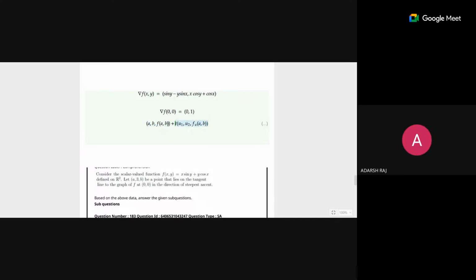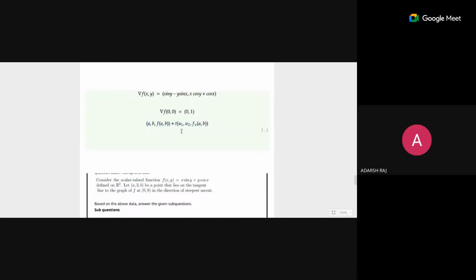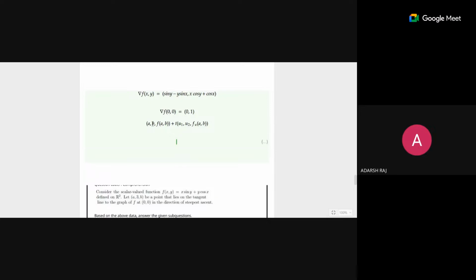This is also right. So it is parametric form, no? So what are the values of a and b, and f of a comma b here? It is 0 comma 0, and f of 0 comma 0 is 0 comma 0. It is again 0.